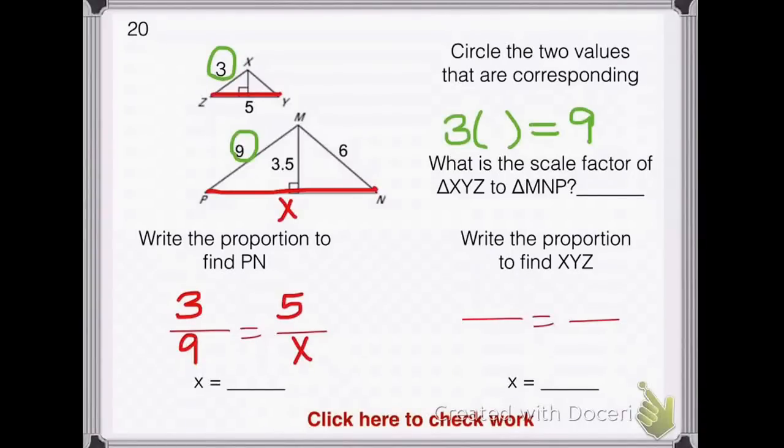For the next problem, I want to find XY. So XY is this side. It corresponds to MN. So again, I would set up my proportion. 3 over 9 equals Y over 6. Cross multiply to find my answer.